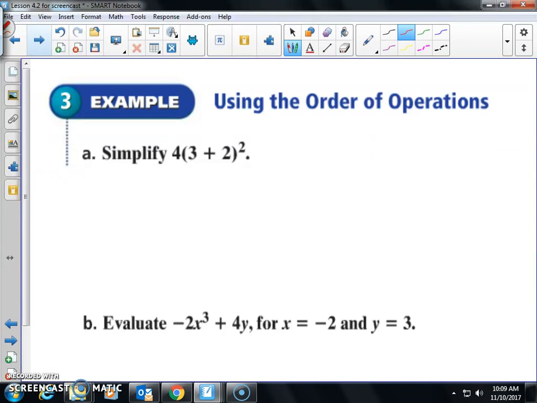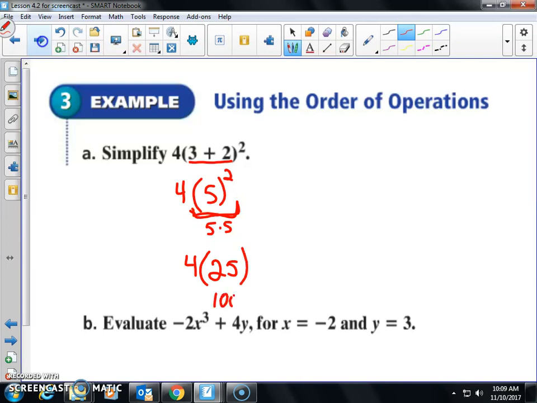Okay? In letter A here, parentheses first, grouping symbols first. 3 plus 2 is 5. That 5 has an exponent of 2 attached to it. The 4 is outside the parentheses. I did parentheses, now I do exponents. 5 squared means 5 times 5. So I've got a 25 there. There is a 4 next to it. 4 times 25 is 100.